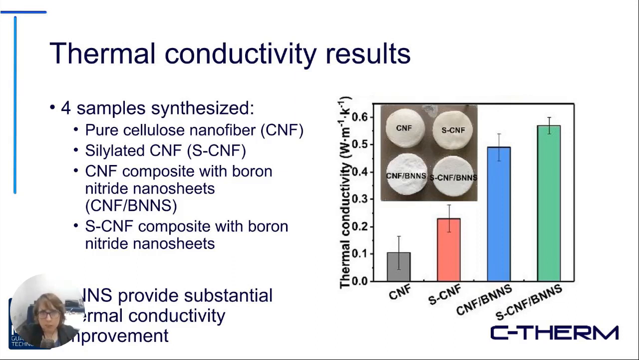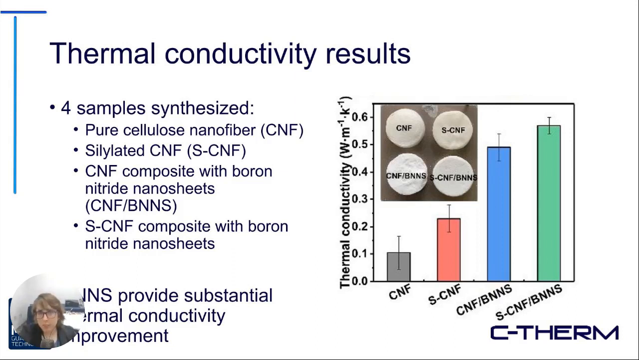And so four different aerogels were designed. One is using pure cellulose nanofiber. The next would be using a silylated cellulose nanofiber. The third one is a composite of the carbon nanofiber with the boron nitride nanosheets. And the fourth is a silylated cellulose nanofiber composite with the boron nitride nanosheets.